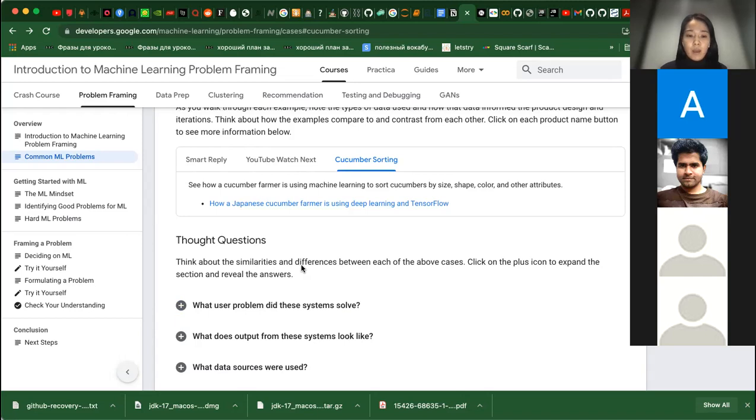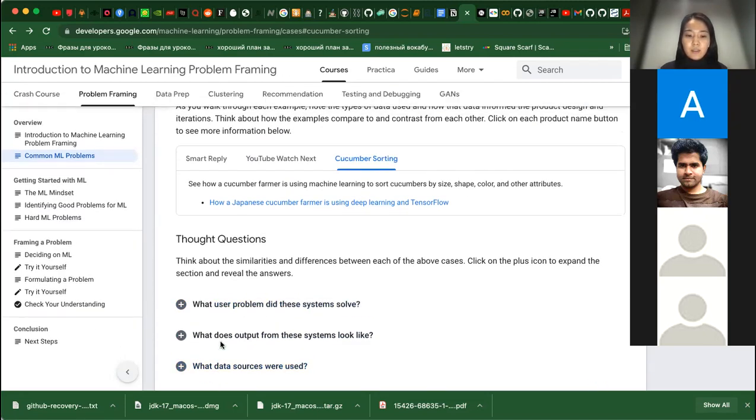And what does the output from these systems look like? For Smart Reply, it's a message. For YouTube, it's a suggested video. And for cucumber sorting, it's the different clusters of cucumbers.